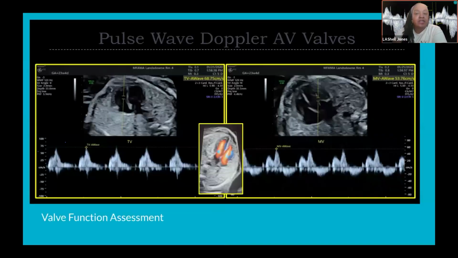All right, now here are the examples again, as we had seen earlier, assessing the pulse wave Doppler of the mitral and the tricuspid valve. I want you to pay special attention to the A wave assessment here. We're measuring the A wave, and there is a reason why we measure that A wave. So we're going to take a look further.